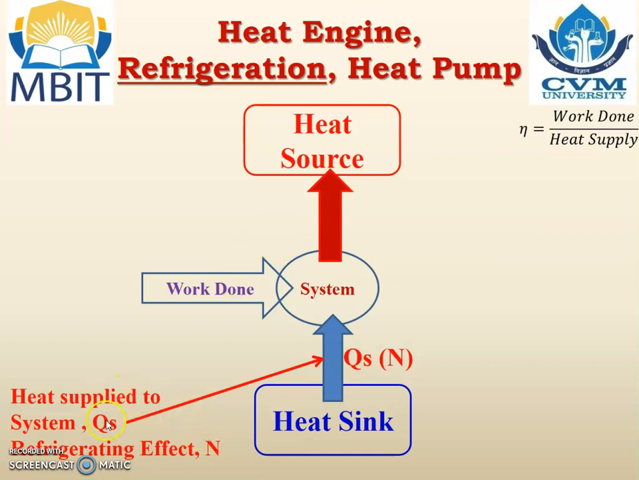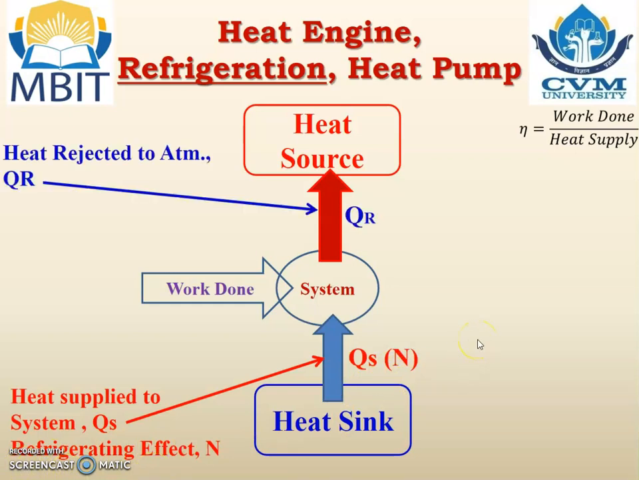Now the heat supplied to the system is denoted by QS, and in refrigeration technology terms, it is known as the refrigerating effect, and it is denoted by the symbol capital N. So whatever heat is removed from the room or from the low temperature is denoted by the symbol QS or capital N, and it is known as the refrigerating effect. Then heat is rejected to the atmosphere, that is the high temperature heat source, and that is denoted by the symbol QR.